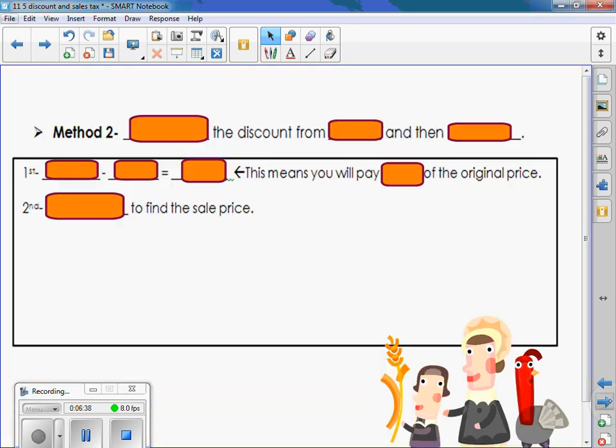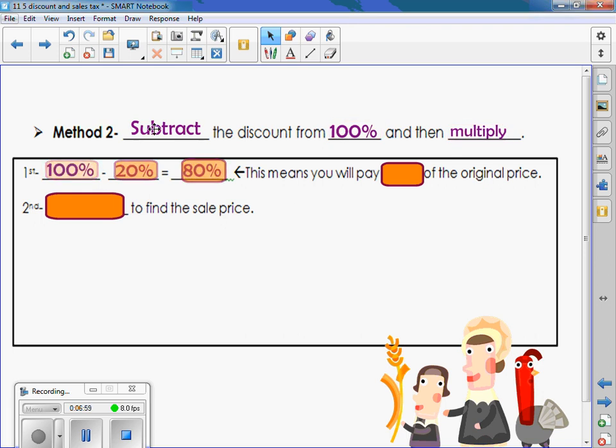Okay, so method 2 condenses it down into one step. So if you're only asked to find the sale price, you can find 80% of the original cost of the tennis racket. So method 2 is to subtract the discount from 100% and then multiply. So that's what we were just saying. We're only ending up paying 80% of the original price of the tennis racket.